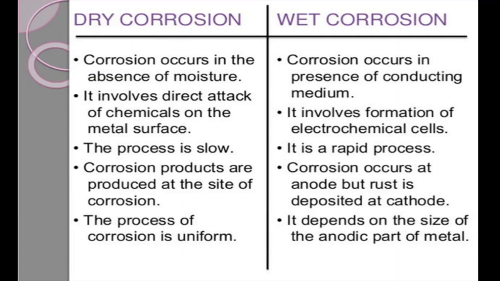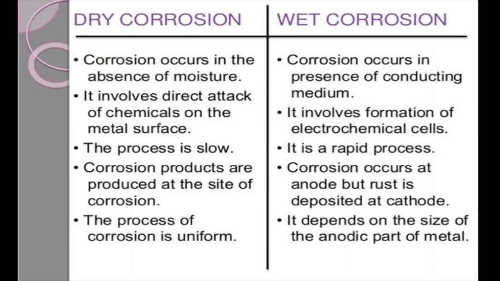Lastly, we have a comparative chart between dry corrosion and wet corrosion. What is dry corrosion? What is wet corrosion? What are the significance, properties and examples? First, corrosion occurs in the absence of moisture in dry corrosion, whereas it occurs in presence of a conducting medium like electrolyte. Secondly, it involves direct attack of chemicals on the metal surface, whereas wet corrosion involves formation of electrochemical cells. Thirdly, the process is slow for dry corrosion, whereas in wet corrosion the process is rapid.